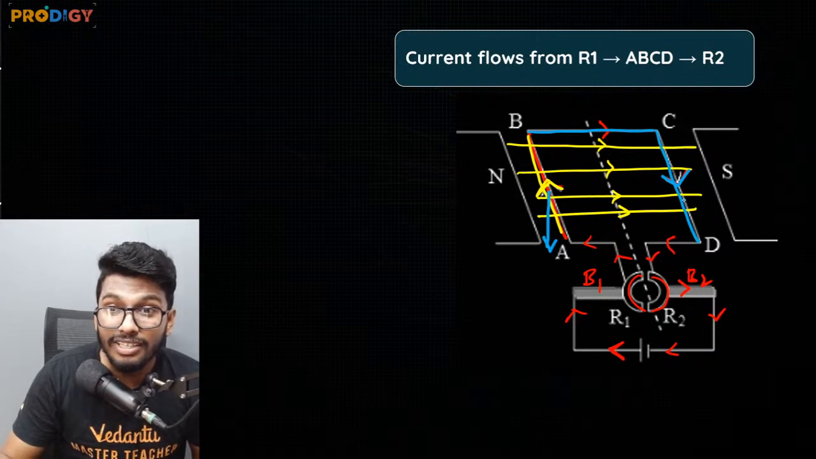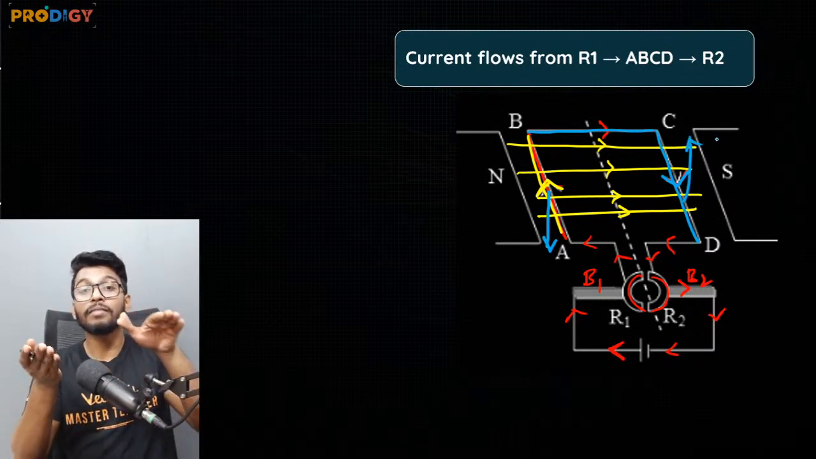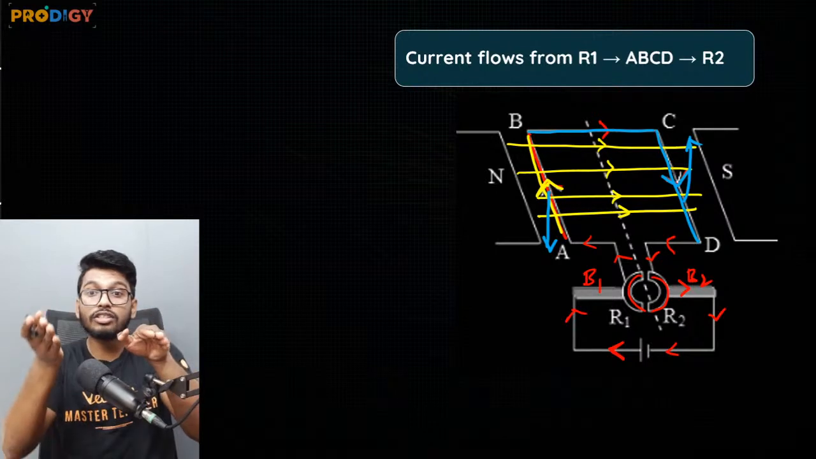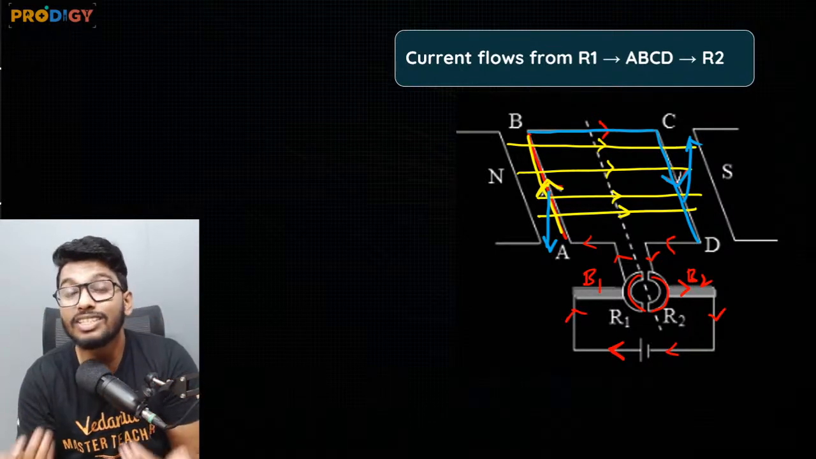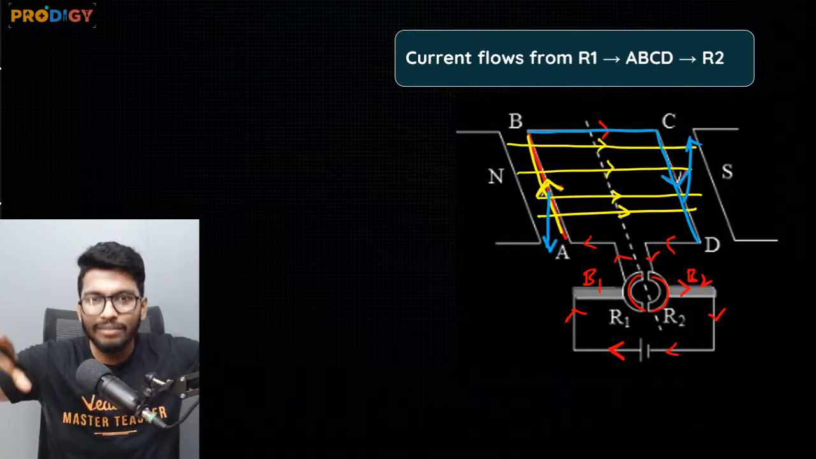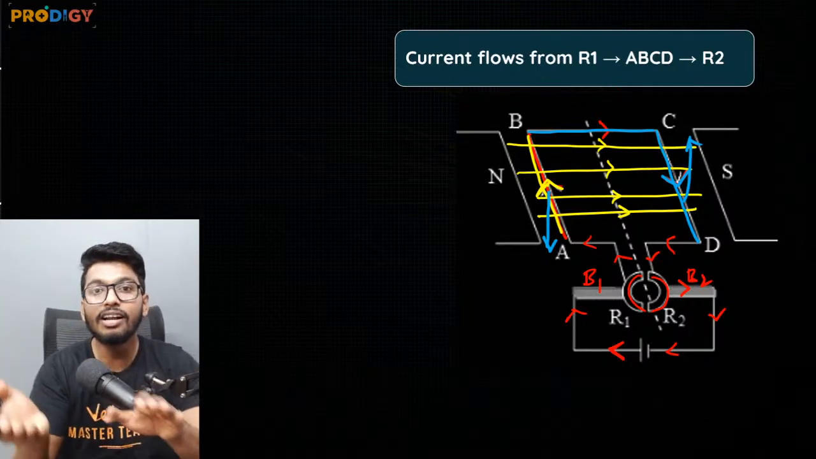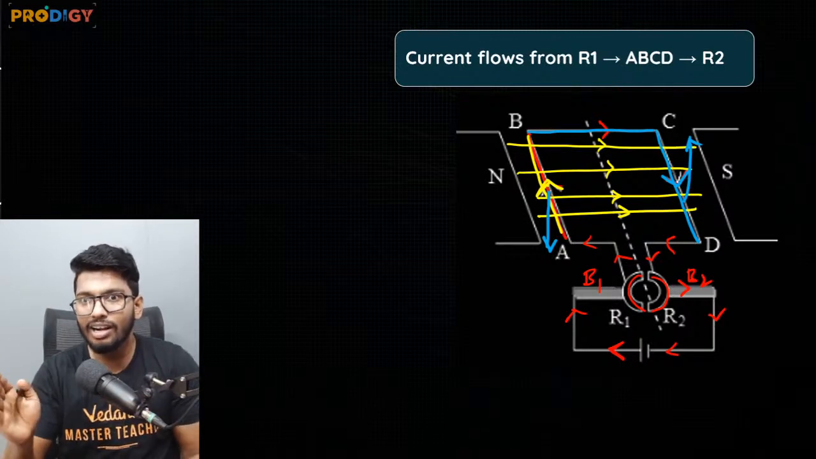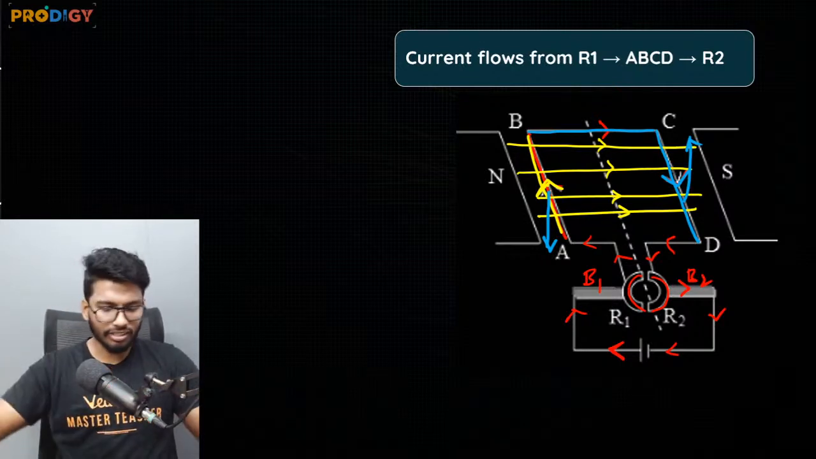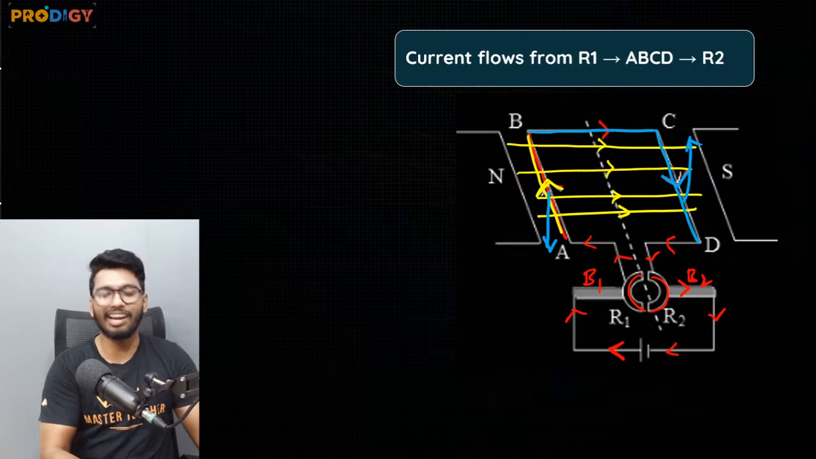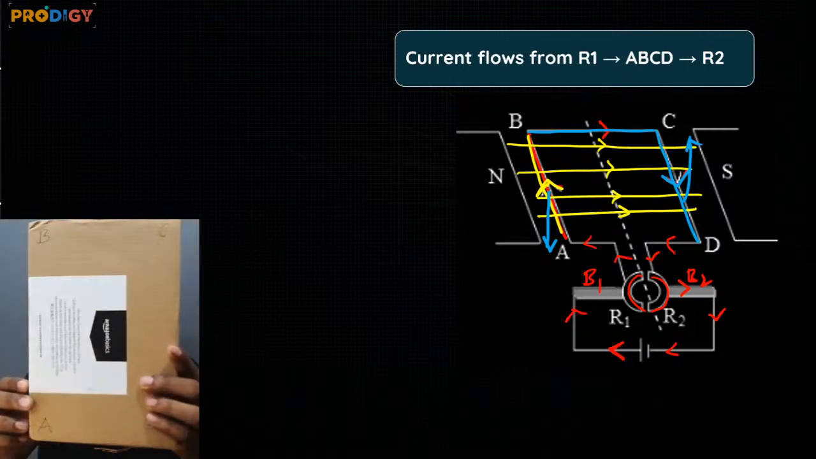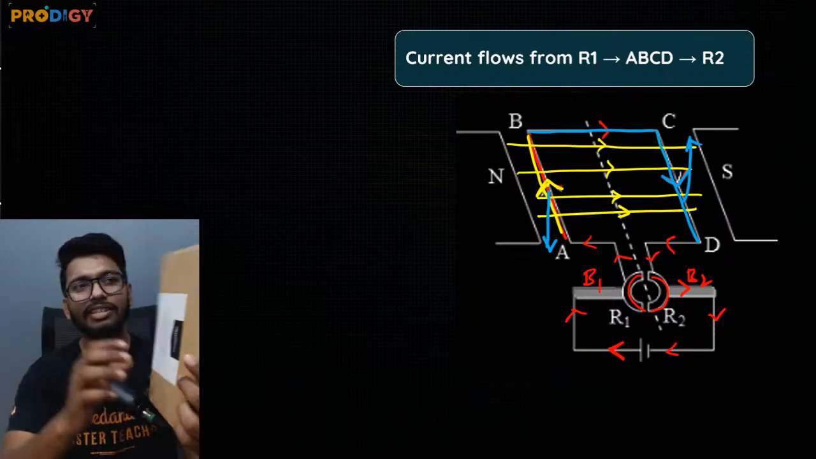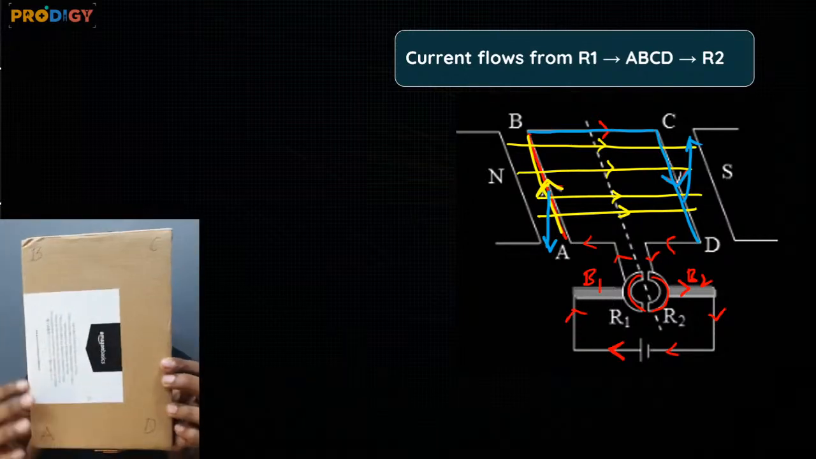Because of this, the armature coil will start to rotate. Why? Because it is experiencing a force. Since it is kept in a magnetic field, it will experience a force. I don't know if this is going to help, but I'm going to show it anyway. I've marked something over here. I don't know if you can see this ABCD. You can see it over here.